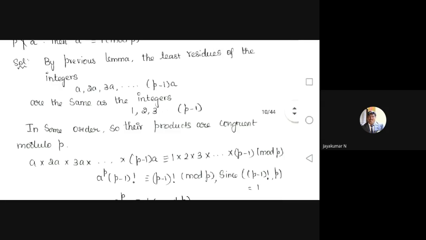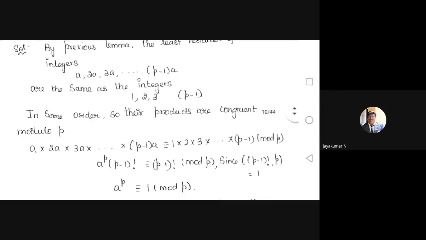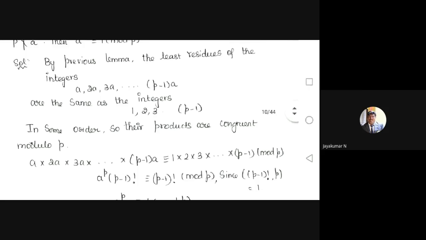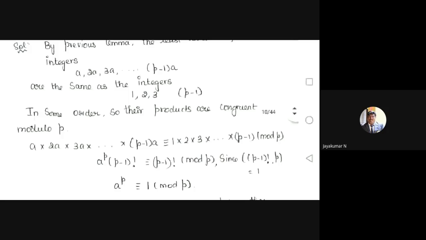So on both sides, p minus 1 factorial is cancelled on both sides of the linear congruence. You can get a power p is congruent to a mod p. Okay, so we have proved Fermat's little theorem.